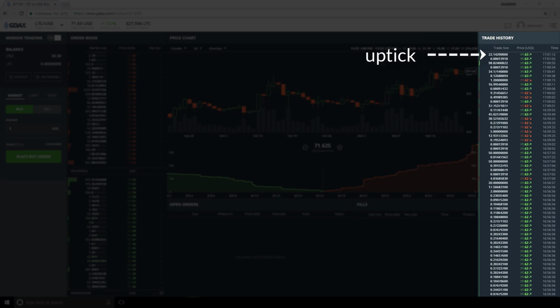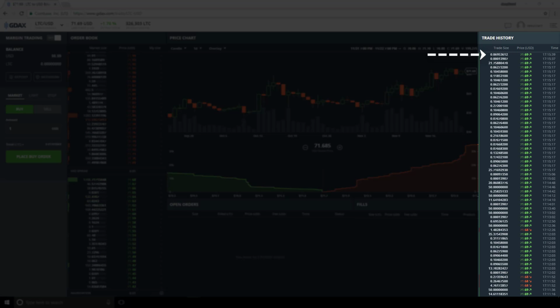Anytime a buyer is a taker in a trade, the trade will be considered an uptick. This is because the price ticks up to the lowest price on the sell side of the book. Ticks indicate who the taker is for each trade. If the taker is a buyer, the trade will be green. If the taker is a seller, the trade will be red.